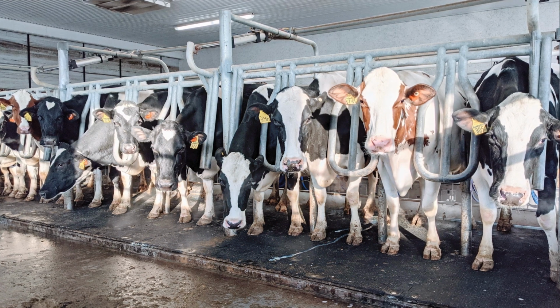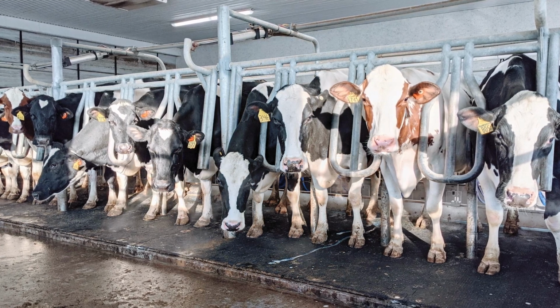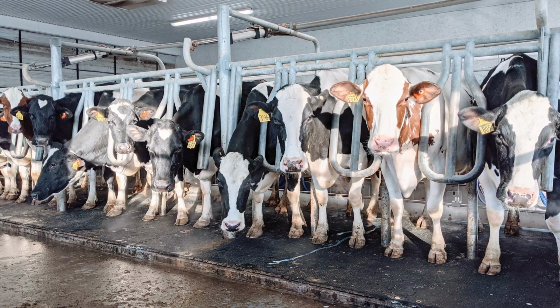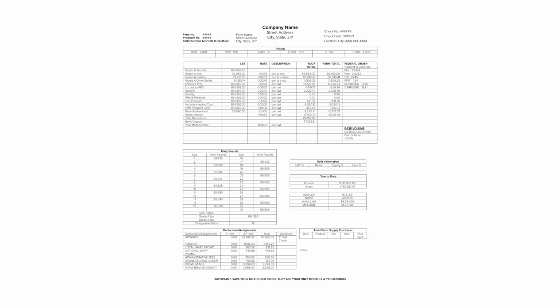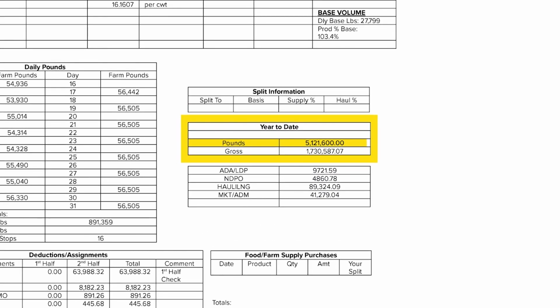Evaluating actual milk production for a dairy farm requires you to know the total pounds of milk shipped for the year and the average number of cows milked. Let's take a look at an example. To find the year-to-date pounds of milk shipped, you could review the most recent milk check for the farm. The milk check is a settlement check issued to the farm and provides year-to-date data for pounds of milk distributed and the gross dollars earned. This sample farm milk check shows that they sold 5,121,600 pounds of milk for the year to date.